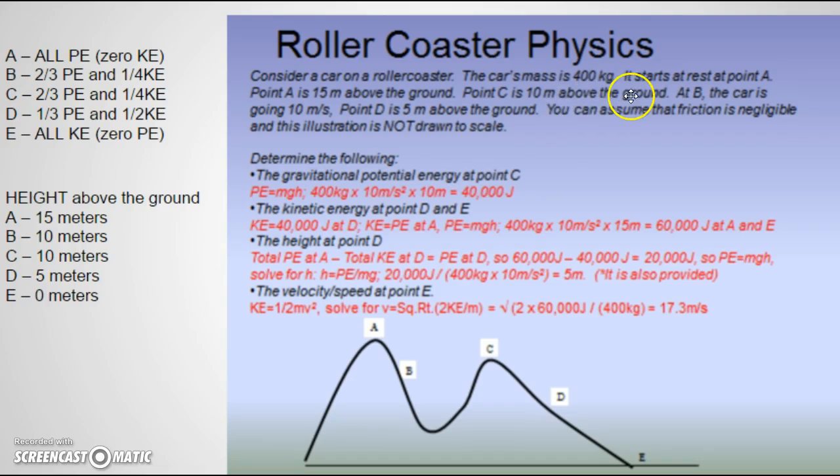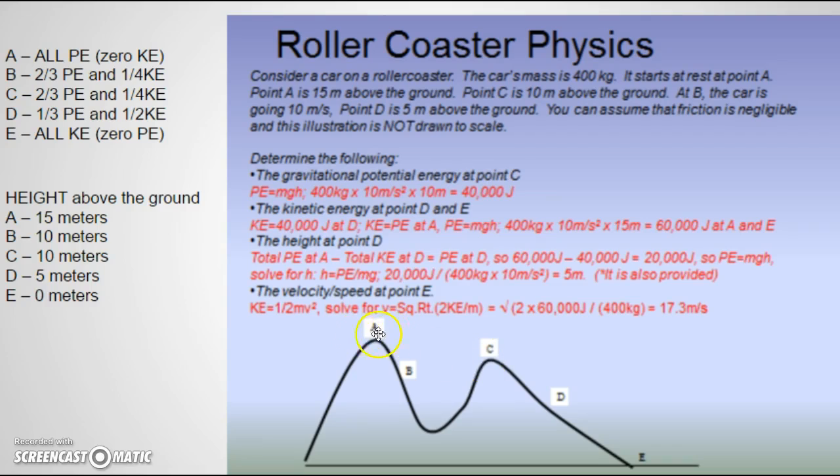Point C is 10 meters above the ground, so label your line 10 meters. Point D is 5 meters above the ground, so label this 5 meters. You can assume that friction is negligible and that this illustration is not drawn to scale. So here we can begin solving. What is the gravitational potential energy at point C?